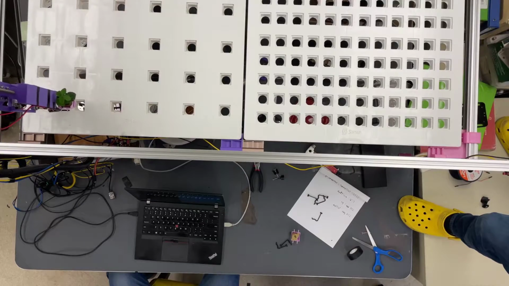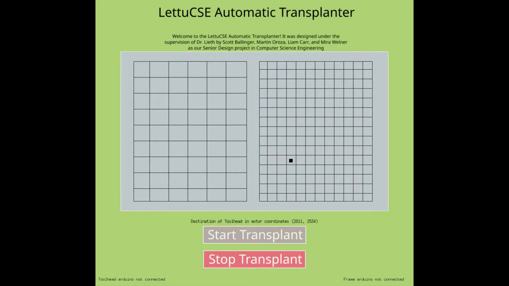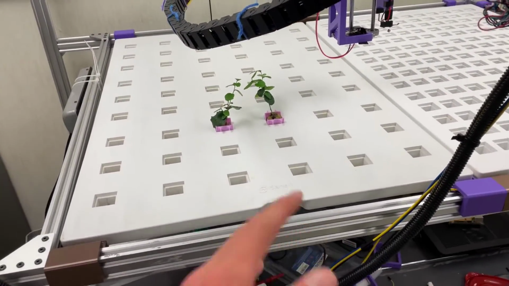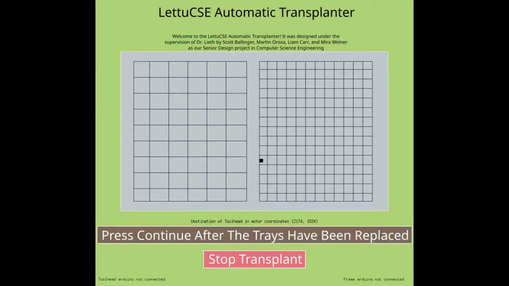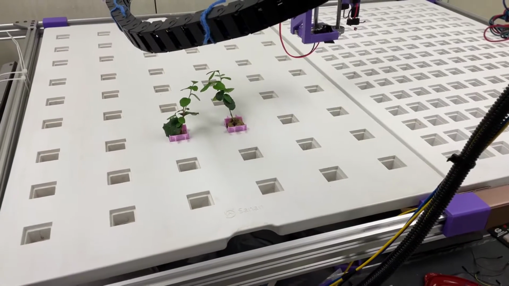At some point during the transplanting operation, the destination tray may become filled with plants. When one of the trays needs replacing, the Start button becomes a Continue button. This tray can be removed from the machine and a new one would be placed in. Once the user has replaced the trays, they can press the Continue button. Then the transplanting operation can continue.